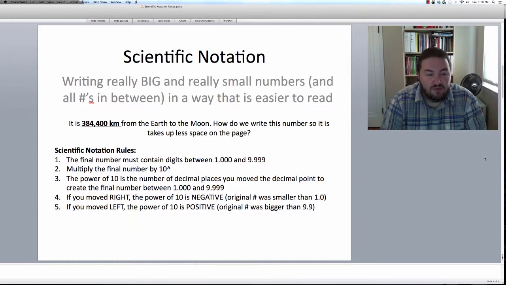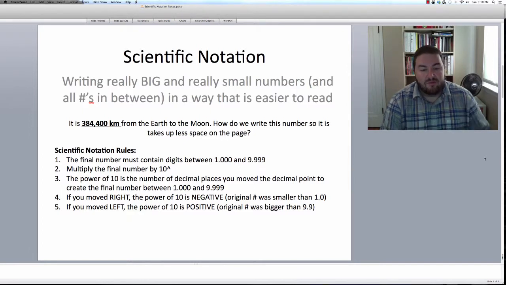Number 4, if you move the decimal point to the right, the power of 10 is going to be negative, which means the original number was smaller than the number 1. If you moved the decimal point to the left, the power of 10 will be positive because the original number was bigger than 9.9.